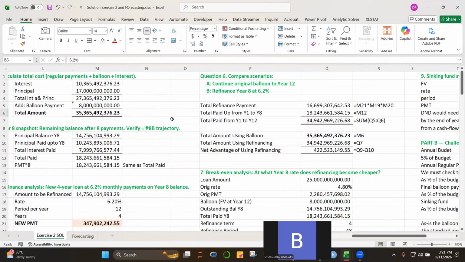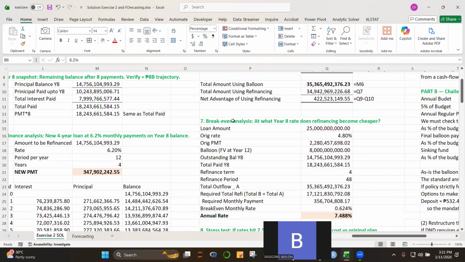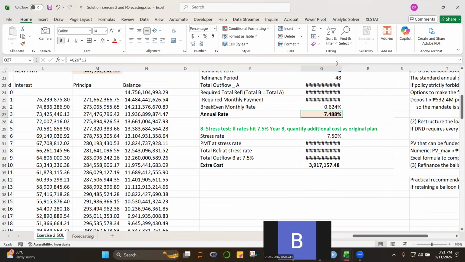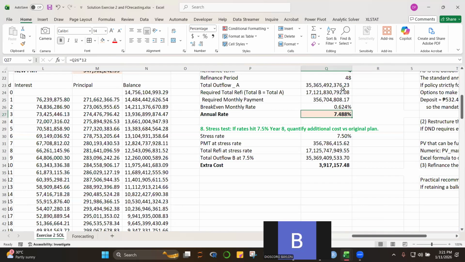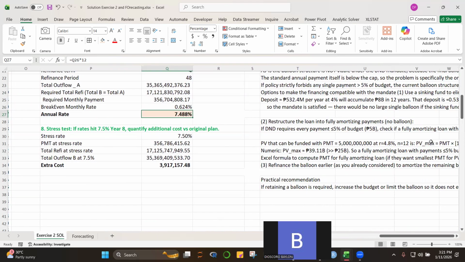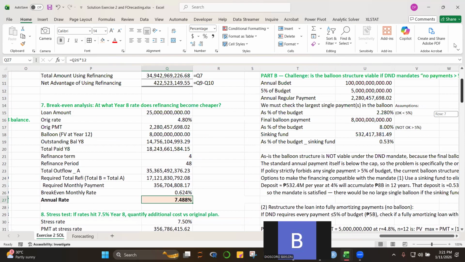And we were able to compute the break-even point. So we're saying sensitivity analysis, okay lang yung refinancing rate up to a level na 7.488. Pag 7.488% na siya, indifferent na tayo. Ibig sabihin ng 7.488, it doesn't matter kung mag-refinancing tayo or kung tutuloy lang natin yung balloon payment na yan. Okay. And last question here.